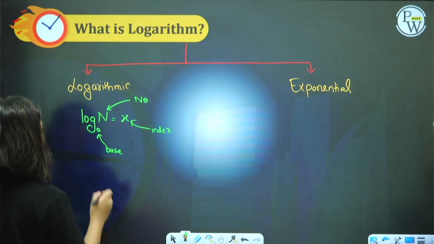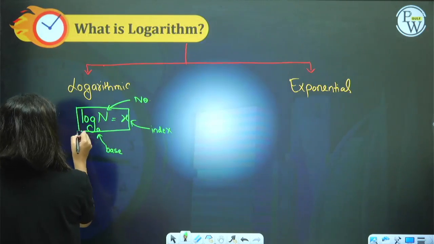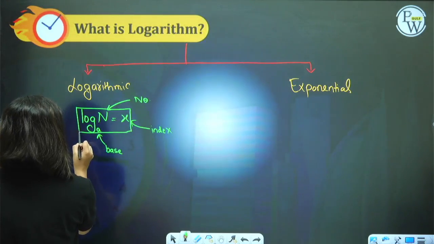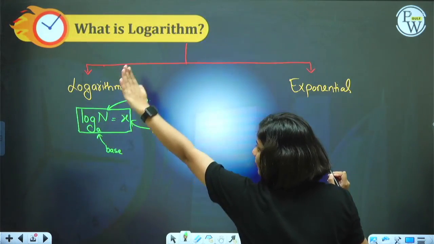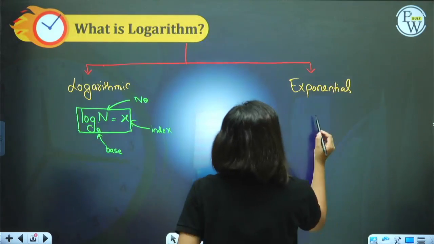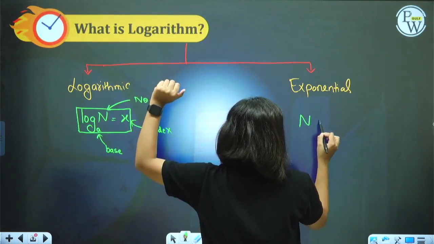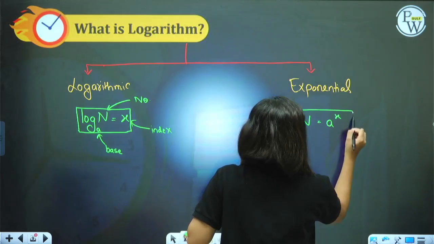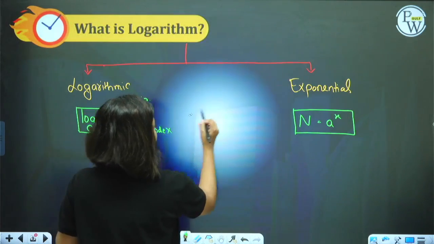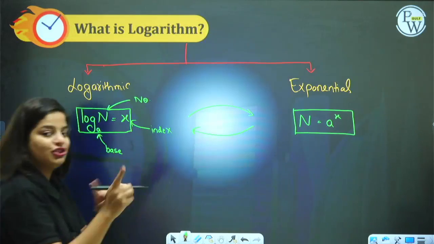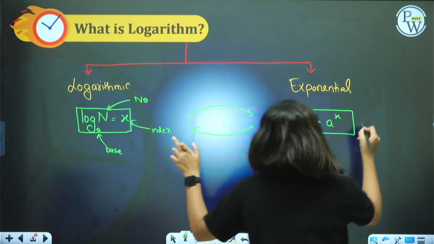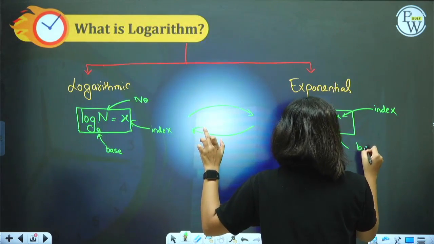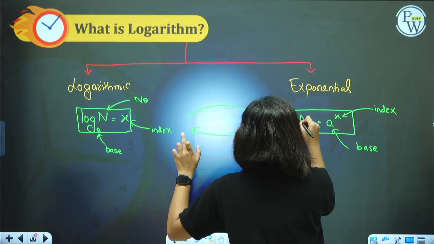When you convert this logarithmic form into exponential form, what happens? The log goes away, a comes on the right and pushes x upward. This is the exponential form. These two are interchangeable. Can you see? x is the index, a is the base, and n is the number.